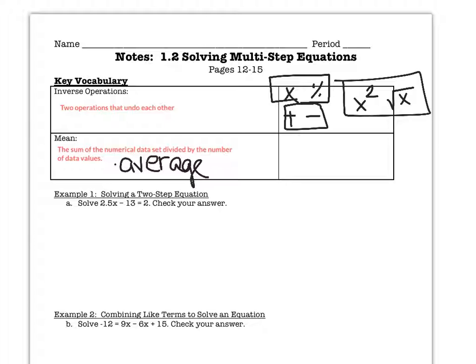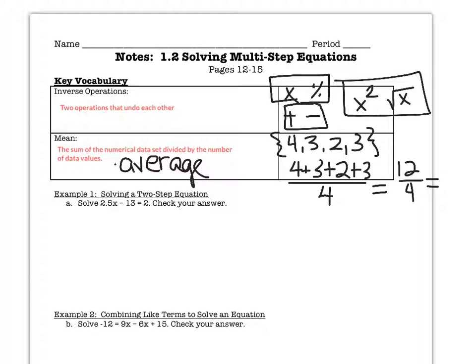So if we take a data set, let's do 4, 3, 2, and 3. It's a pretty simple data set. If you take the sum of the numerical data set by adding them all up and then dividing by the number of data values, that's your mean. So if we added 4 plus 3 plus 2 plus 3 and divided by the number of data values, which is 4, you would end up with 12 over 4, which equals 3 as your mean.